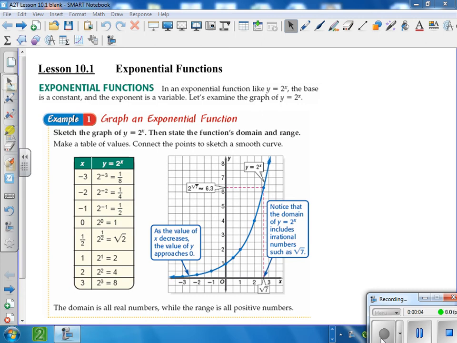In lesson 10.1, we're going to look at exponential functions. This is kind of a lead-in to what this whole chapter is about, which is logarithms. First of all, defining what an exponential function is.